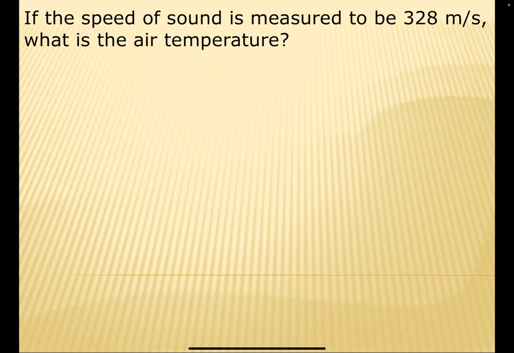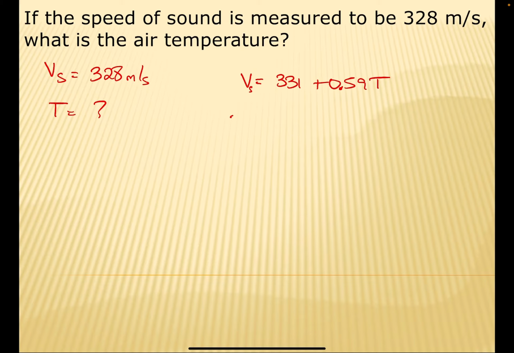All right, so let's try this out. If the speed of sound is measured to be 328 meters per second, what temperature is it? We know the speed of sound goes according to this little equation right here. If we know that the speed of sound, V sound, is 328, then we can just go ahead and sub that number in, and we're going to solve for temperature.